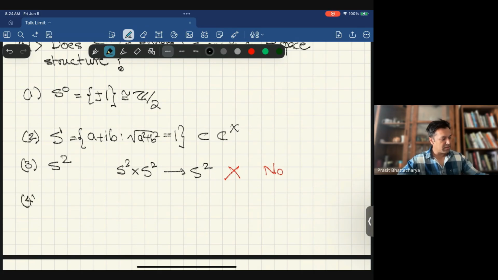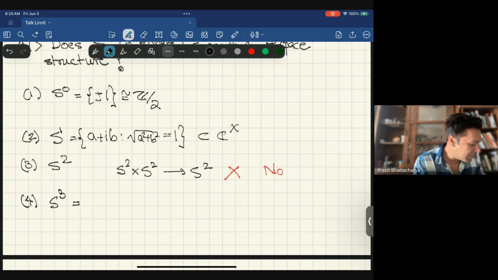Now let me ask about S^3. Does it have a multiplication? Any guesses? How many of you think it's yes? Just put your thumbs up if you think yes. Okay, only one person thinks yes. Okay, a couple more. No. Okay. Good.